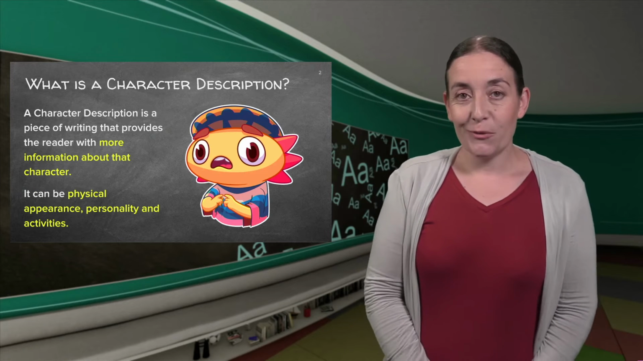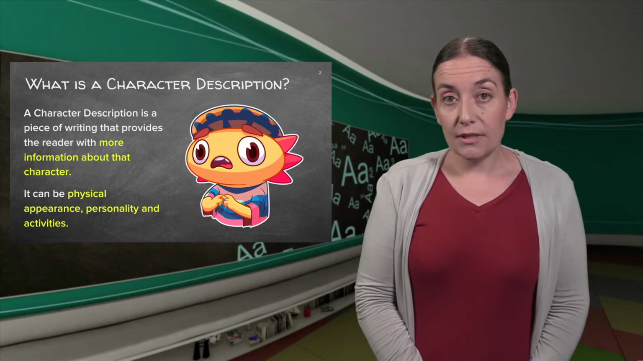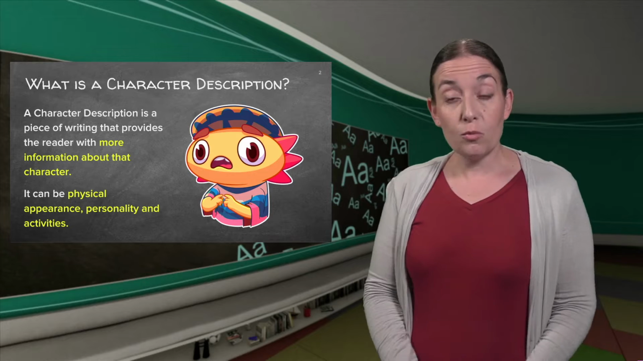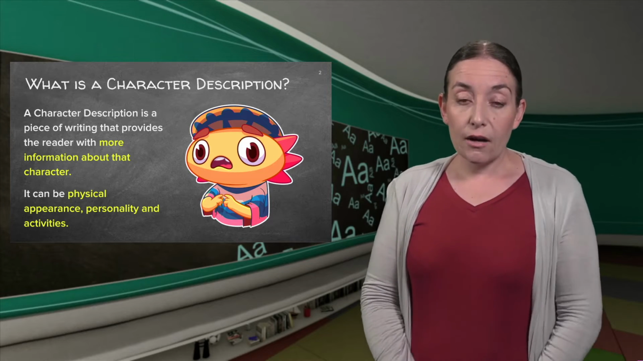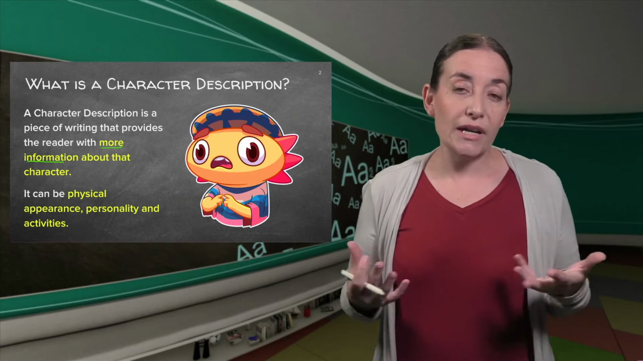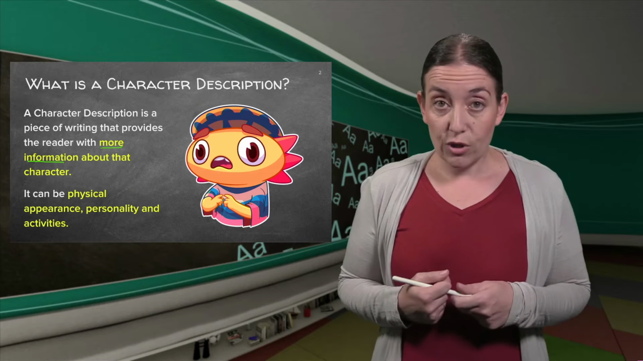Before we can start, we need to ask ourselves what is a character description? And I think those words in themselves tell you: character, a person, and description, when you describe something. So a character description is a piece of writing and it provides more information to the reader about that character, okay? So the more information is very, very important. It can be their physical appearance, so what they look like. It can be their personality, so what kind of a person they are, and also activities and stuff that they enjoy doing.